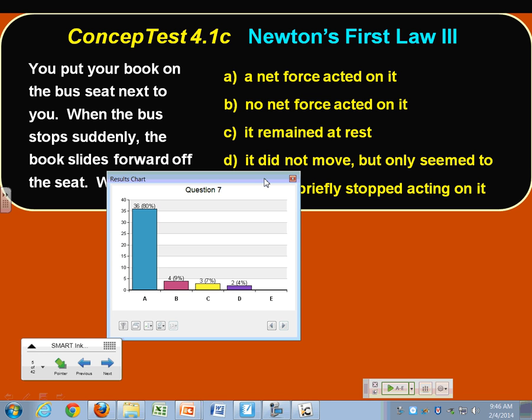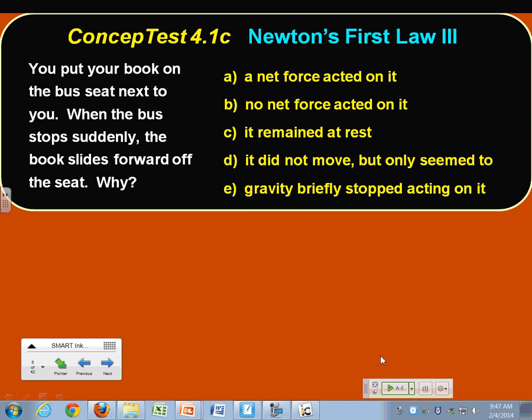Think Newton's first law. If an object is in motion, it'll tend to stay in that state of motion. What is the state of motion of the book before the bus stops? It's not at rest, no. It's moving with the bus. When the bus stops, the book keeps on moving. Let's try it again. A is not the right answer, by the way.